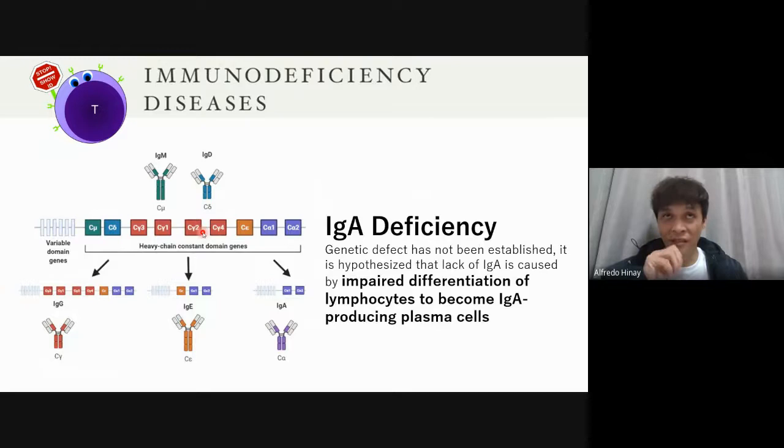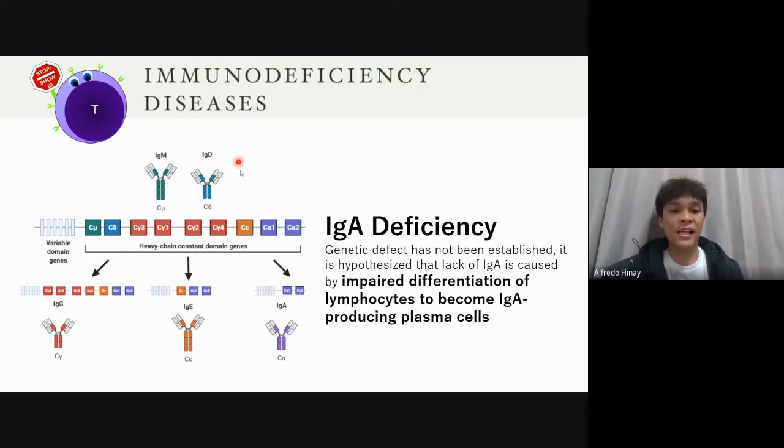So the main cause of your IgA deficiency is not well established. However, they hypothesize that the lack of your IgA is caused by impaired differentiation of your lymphocyte to become your IgA producing plasma cells. It was also discussed in your antibody video lecture that we have your class switching or isotype switching. From the B cell, di ba, you have your IgM and your IgG on the surface of your B cell. Then you will have your isotype switching either from your IgM to your IgG, IgE, or IgA. However, the problem of your IgA deficiency probably is the failure of your class switching.